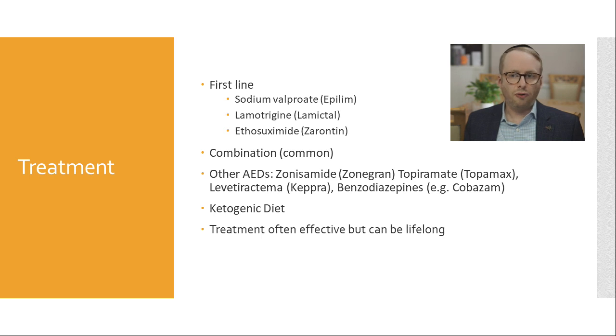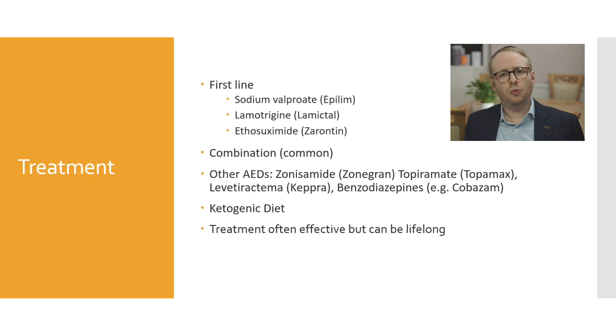In terms of the treatment, first-line anti-epileptic medications would be sodium valproate or Epilim, and lamotrigine. The choice will depend in part on side effects and tolerability, but also on whether we're talking about a lady of childbearing age. We try and avoid sodium valproate for a variety of reasons in that category, and so lamotrigine might be the preferred option in that scenario, but there'll always be a discussion with the patient about the benefits and the risks and so on.